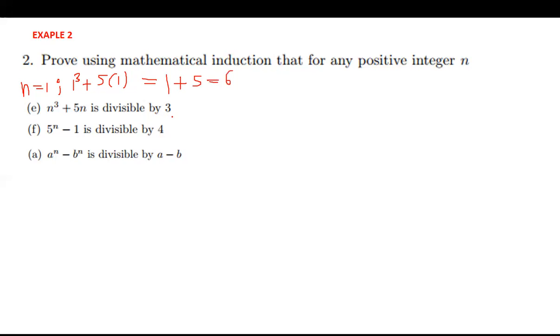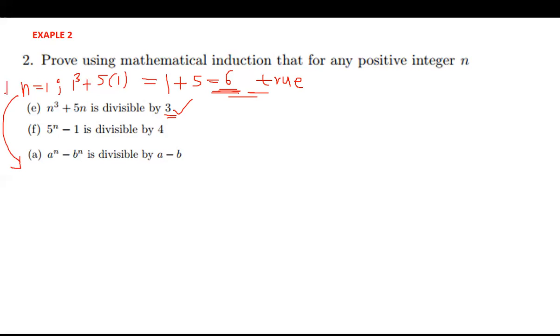Is 6 divisible by 3? Can 3 go into 6 without leaving a remainder? Yes. How many times? 2 times. So we have proved that the answer that we have gotten here is divisible by 3. So now we can say this expression is true for p of 1. So it's true for n is equal to 1. After doing that, we can now move on to the next step, which is step 2.